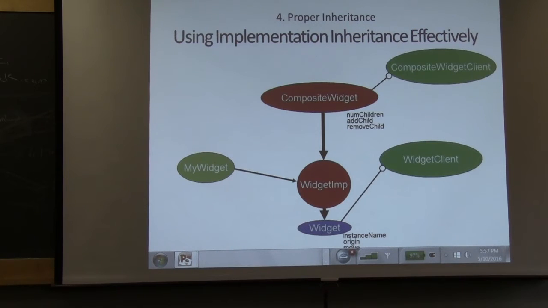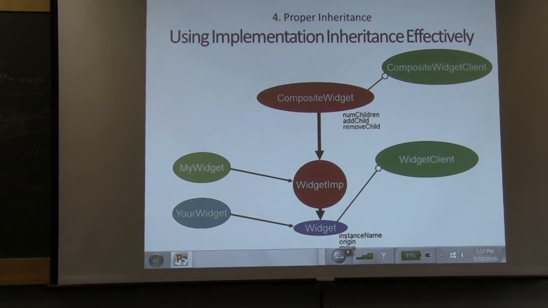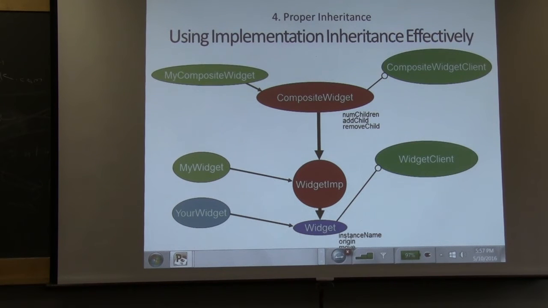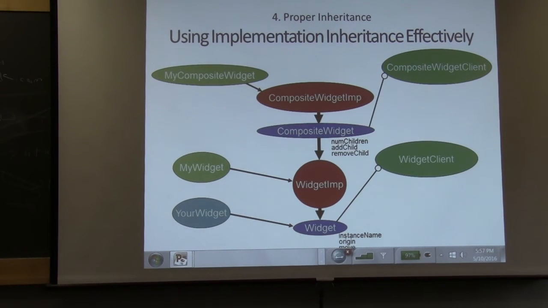All right, so we have this. Now, you can create your widget and not pay any attention to widget imp. You've got your widget, I've got widget client, and life is good. This seems like a good idea. So the next thing we might look at is, what if I have my composite widget and I really like the idea of separating the implementation from the interface? So I try it again. So I do this. Does anybody see a problem? The colors make it look nice, but what's the problem? There's a real design problem here.